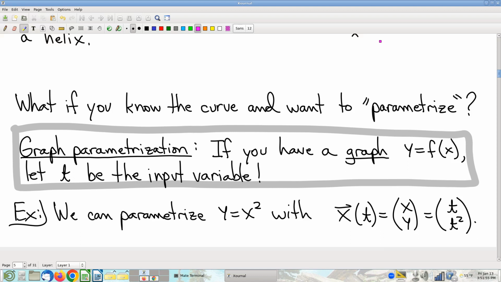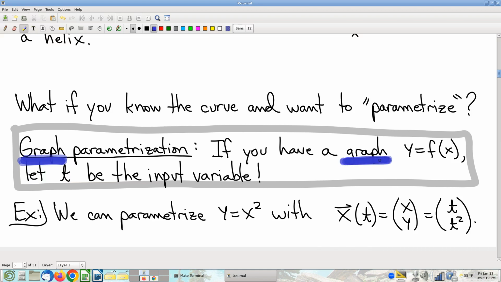I call this the graph parameterization. This is a very powerful technique. It works in a shockingly large number of cases. In those cases where it works, it's really easy to do. So this is my favorite parameterization trick. Now again, it only works sometimes. It only works if you actually have a graph.